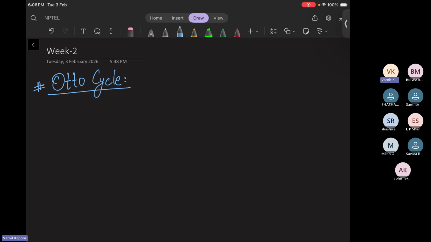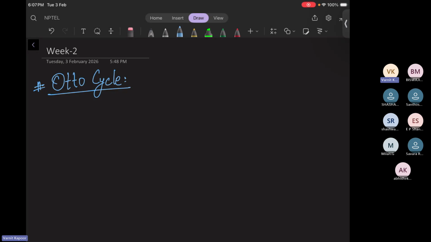Let us start with the Otto cycle. The Otto cycle was named after the scientist Nicholas Otto, who made the cycle. It describes the processes of the petrol engine cycle. We have four strokes in the engine, as we discussed in the previous tutorial: the suction stroke, then the compression stroke, then the power stroke, and finally the exhaust stroke.